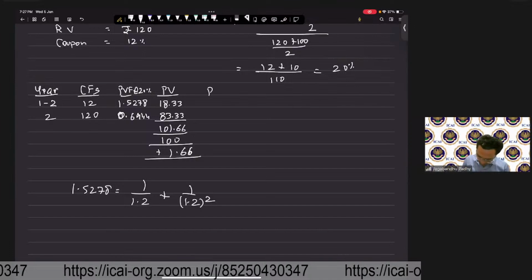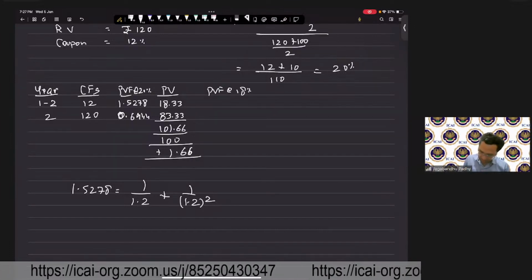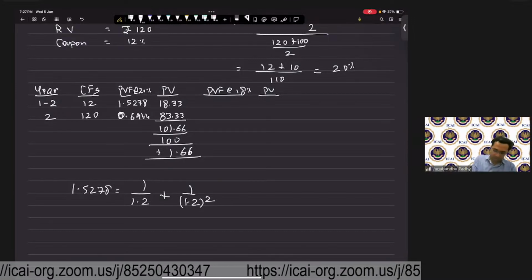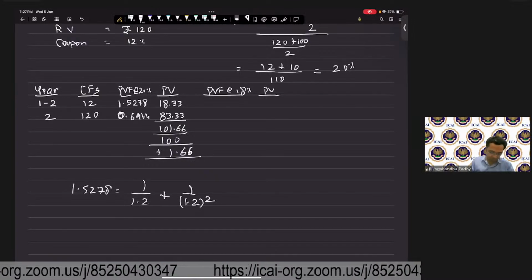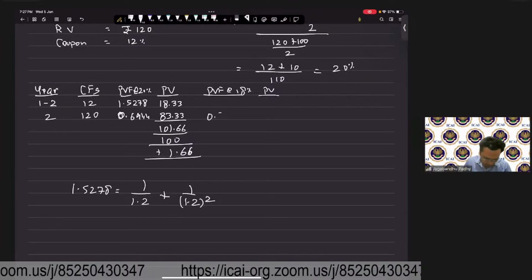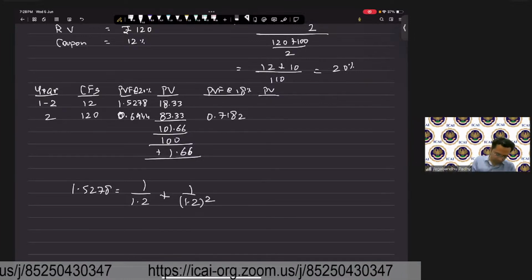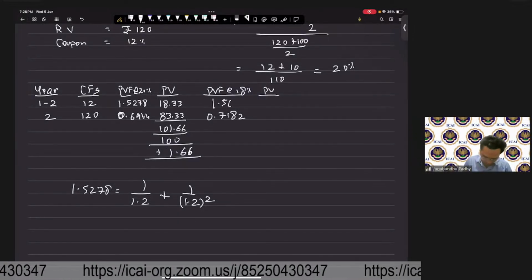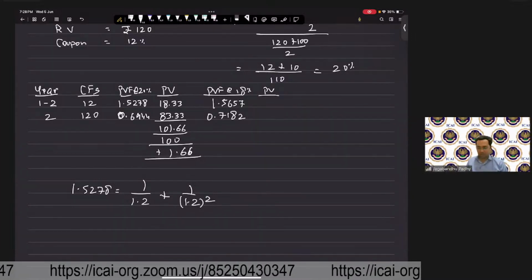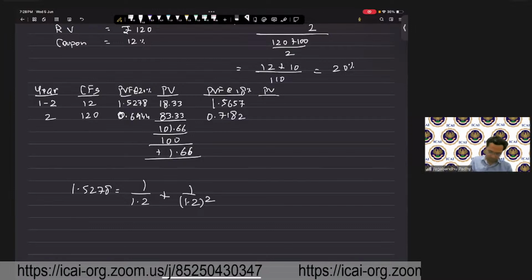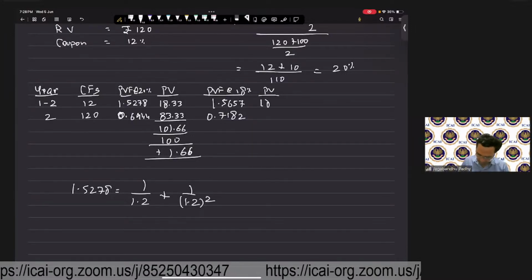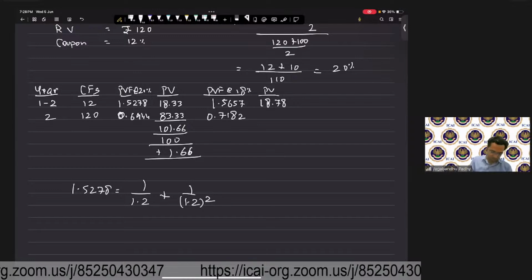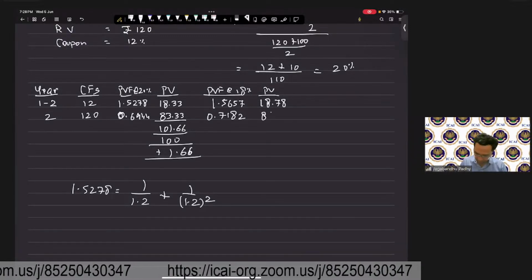So let us compute the PV factor at 18% maybe, and then we take the PV. Right. So if we take the PV factor at 18%, that's 1 divided by 1.18. This is 0.7182. That works out to 1.5657 for the total. Then you take the PV, which is cash flow multiplied by 1.5657: 12 times 1.5657 is 18.78, and 120 multiplied by 0.7182 is 86.18.